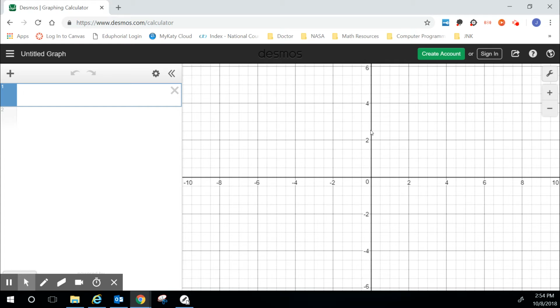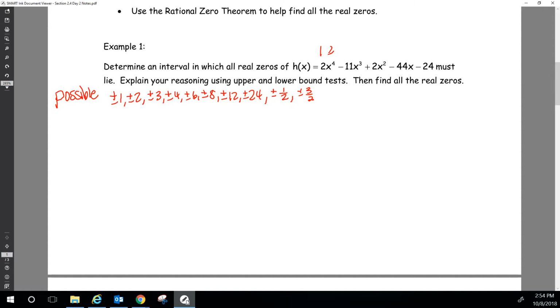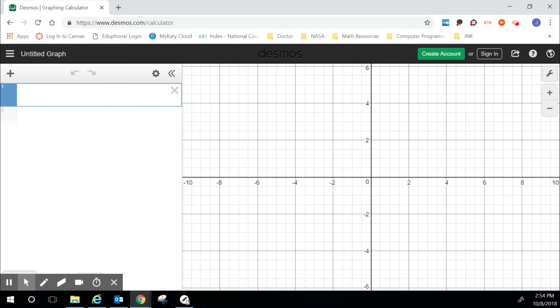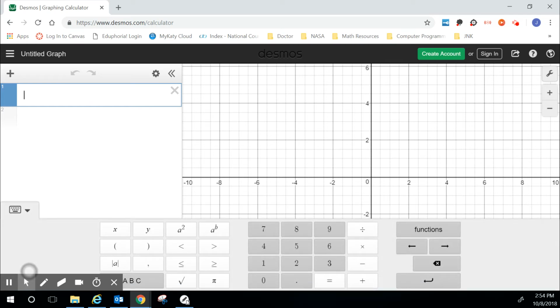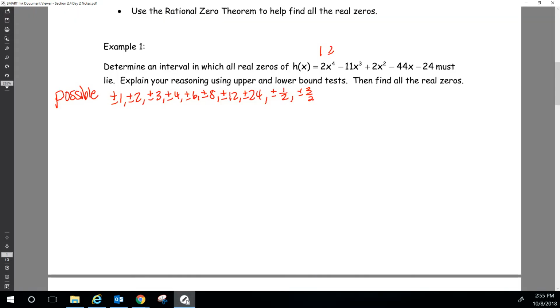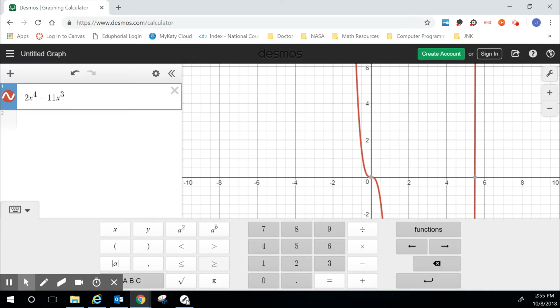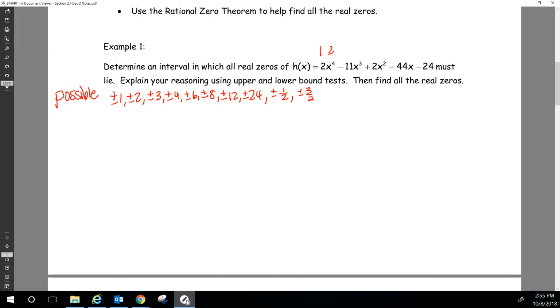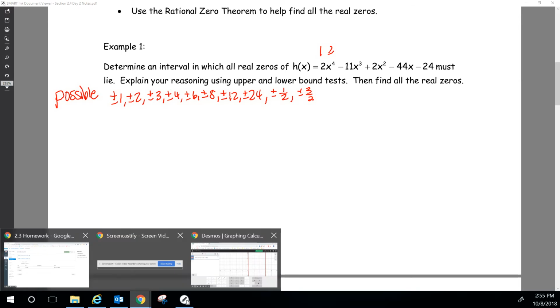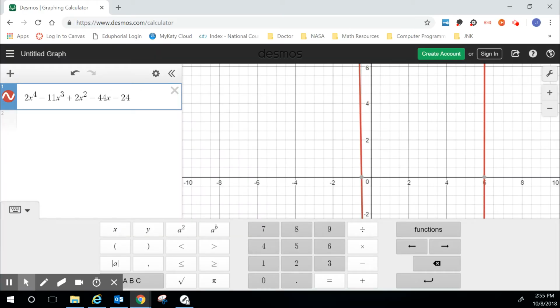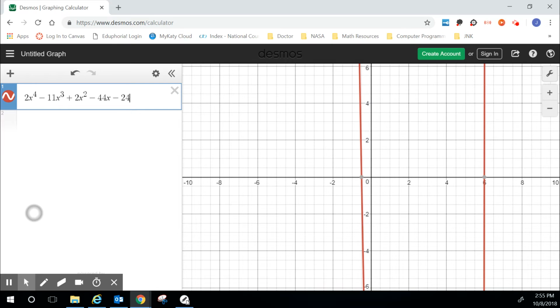So here we go. We are trying to graph 2x to the fourth minus 11x cubed plus 2x squared minus 44x minus 24. All right, and here's our graph.